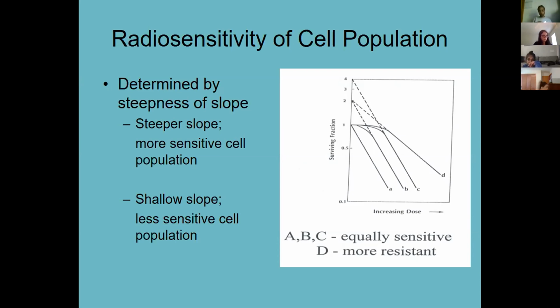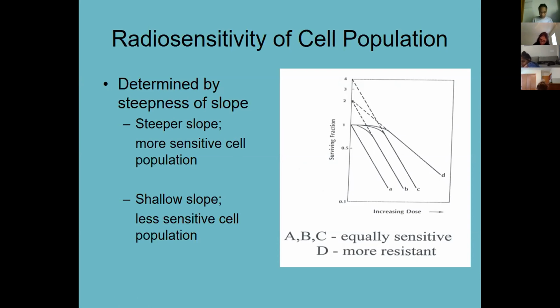If we look at graph number 1, we have curves A, B, and C. Somebody tell me which of those is the most radiosensitive cell population? A, because it has the steepest slope. The line is going more sharply downward, okay? Yep. So B and C would be equally, right?